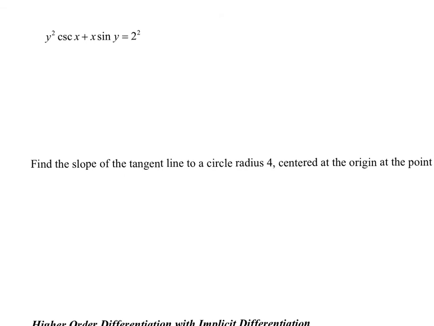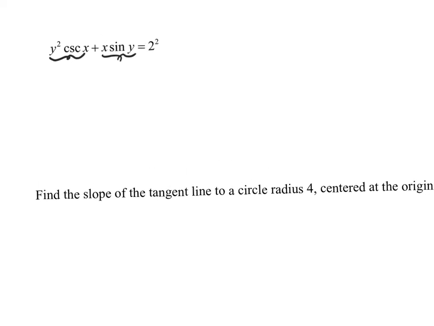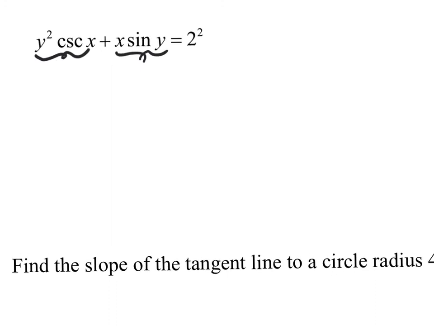All right, let's go and look at this one. Again, we have another kind of issue here because we have y squared cosecant x. Well, there's going to be another product rule. And then we have x sine y. Well, there's another product rule. So we've got a couple product rules here. So let's go ahead and just write that down from what we did on the previous page. Remember, it's f prime g plus g prime f.